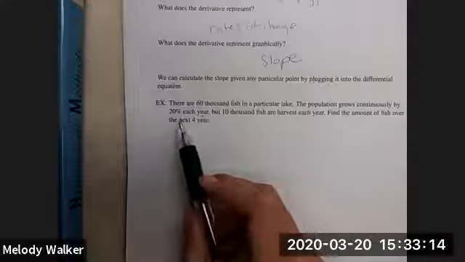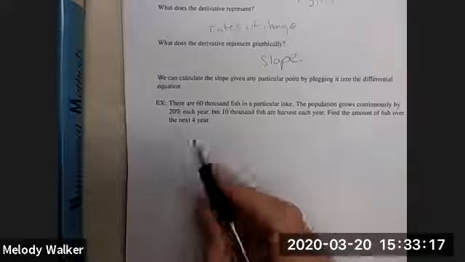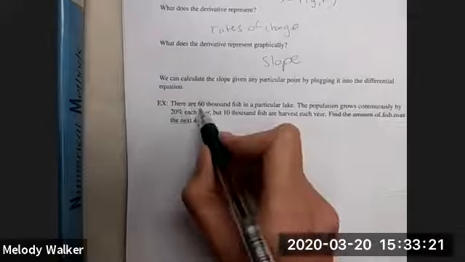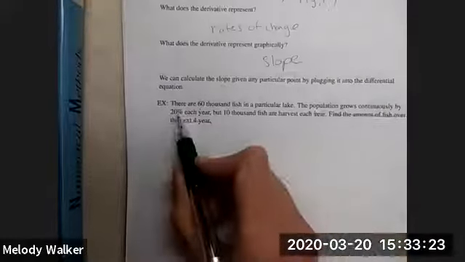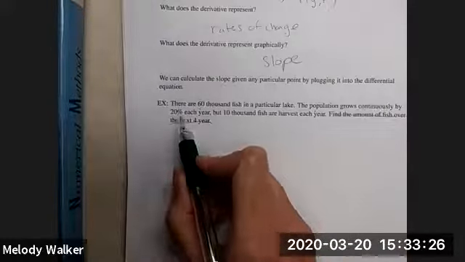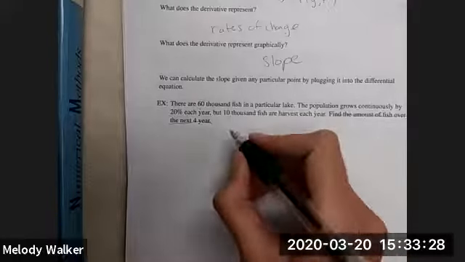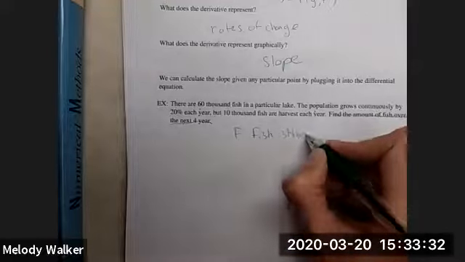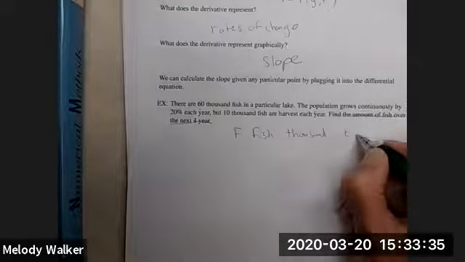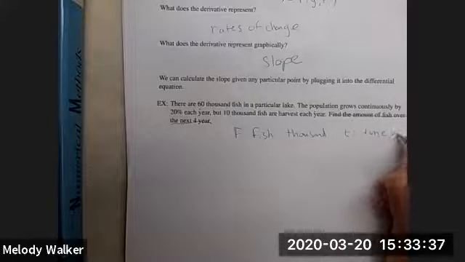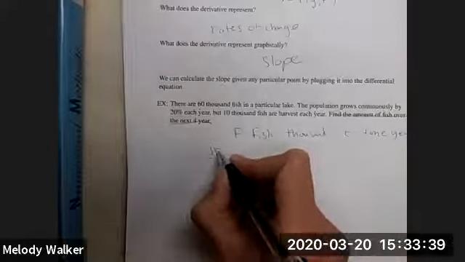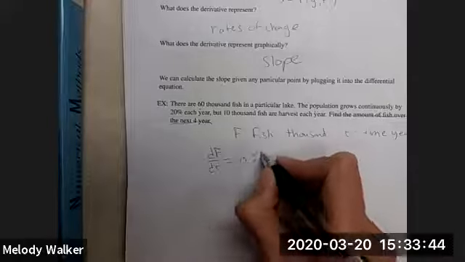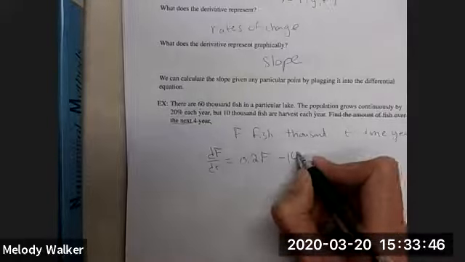This is a rate in, rate out question, and we've actually seen it before. Remember, there's 60,000 fish, and the population grows continuously by 20% each year with 10,000 harvested. So if F represents fish in 1,000s and T is time in years, then we would have dF/dt equals 0.2F minus 10, because we're harvesting those fish.